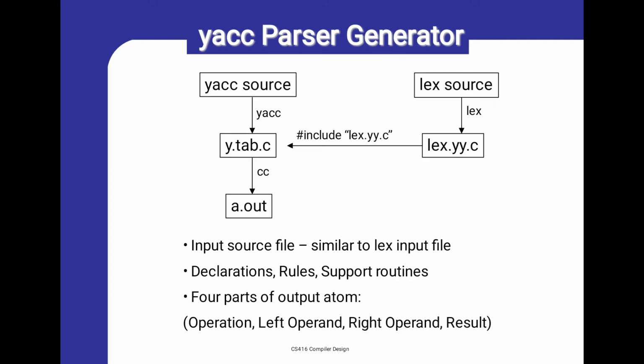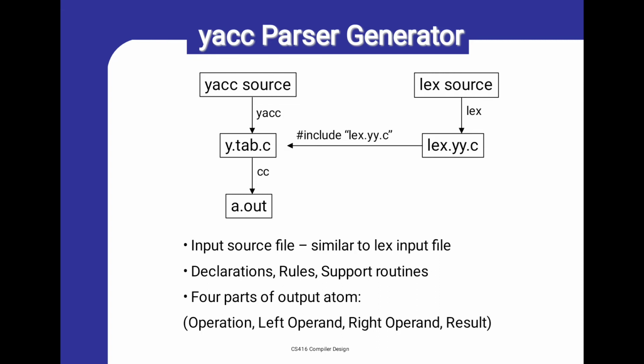Next, this is the YACC source. The YACC source is given to y.tab.c and it gets an a.out. Lex also will get an a.out. The Lex source program gives lex.yy.c, and this is given to the C compiler, which generates an a.out.